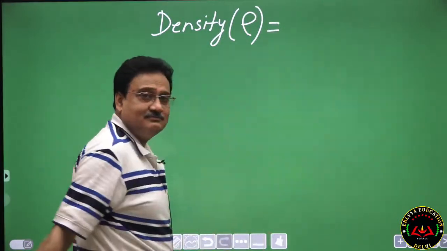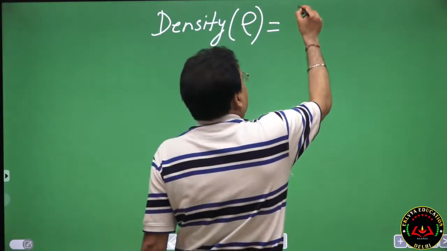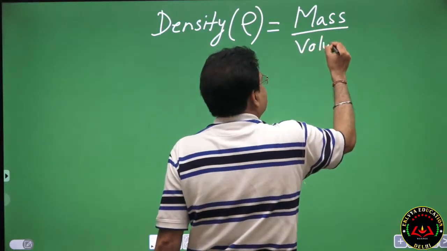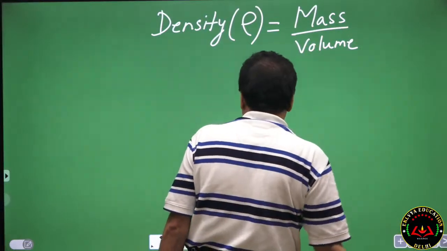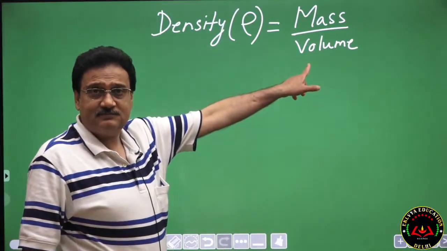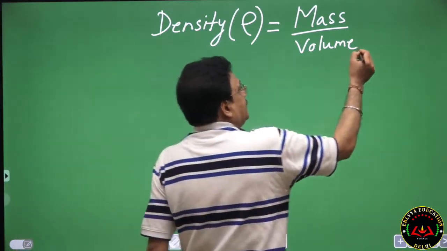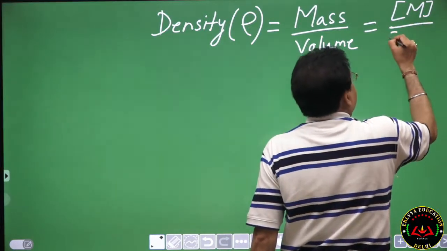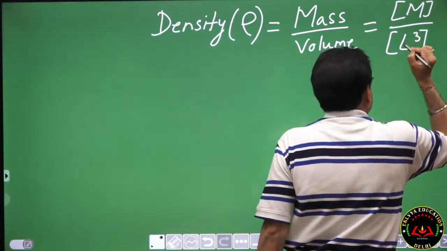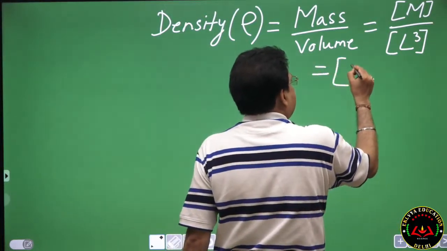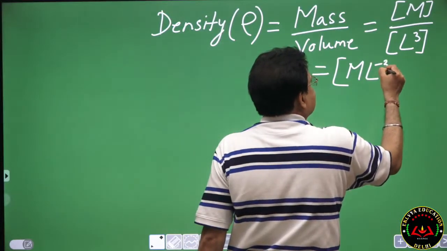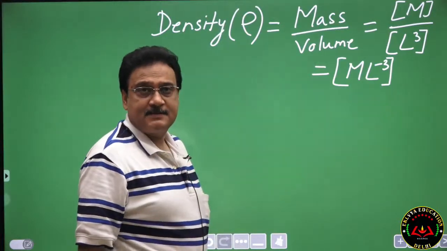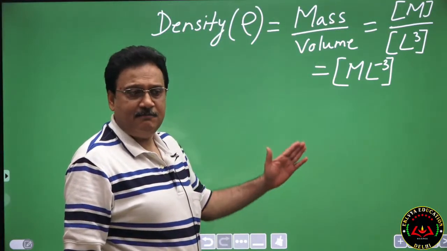एंड फॉर्मूला इज मास अपॉन वॉल्यूम. ये मैथमेटिकल फॉर्मूला. मास क्या है हमें पता है, कैपिटल एम, और ये है वॉल्यूम. सो एम एल माइनस क्यू.